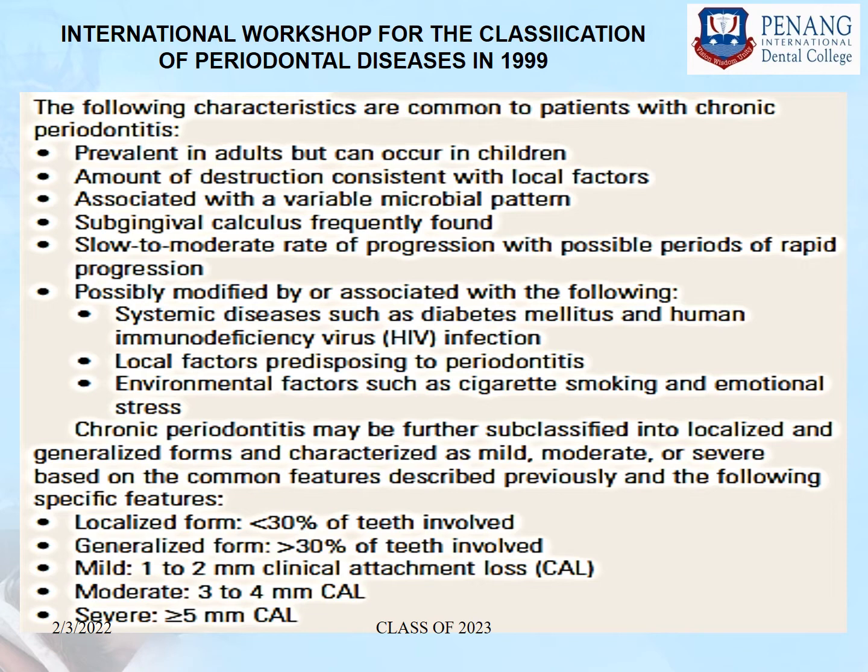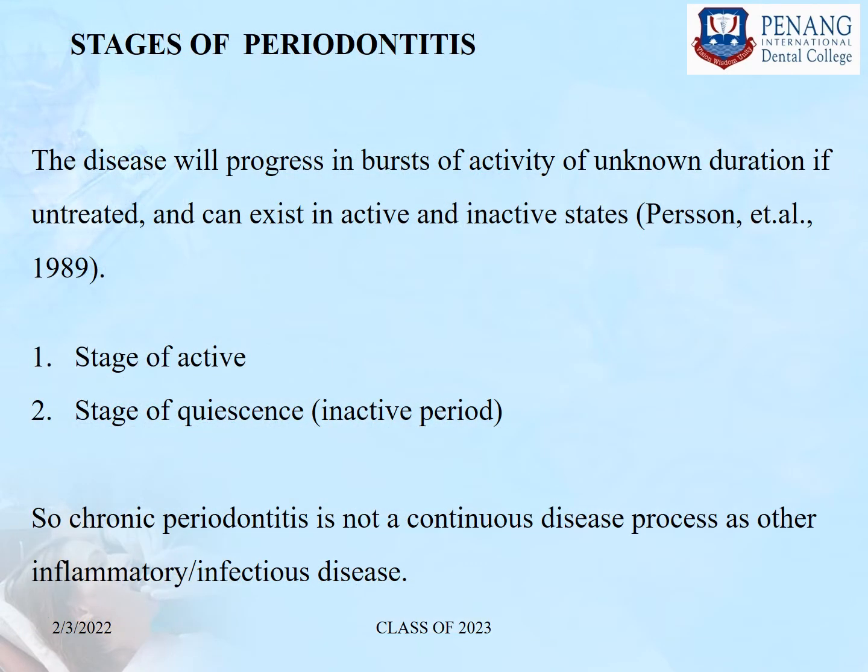Mild, 1 to 2 mm of clinical attachment loss present. Moderate, 3 to 4 mm of clinical attachment loss present. Severe, more than 5 mm of clinical attachment loss. So coming on to the stages of periodontitis. Initially the staging starts with gingivitis. But if the gingival inflammation is not controlled, then it leads to the next stage, that is periodontitis.